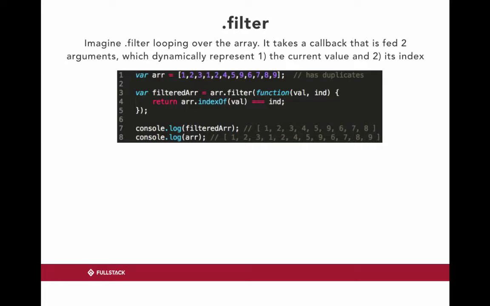So let's start with .filter. Here we have an array which is not in order and contains lots of doubles, so it has duplicates, and then we say var filtered equals array.filter, and that makes sense because we're calling .filter on the array. It's a built-in array method, so we're cool with that. And the fact that we're setting a variable equal to the invocation of .filter on the array suggests that .filter is going to return something. We might not know what it is just yet.